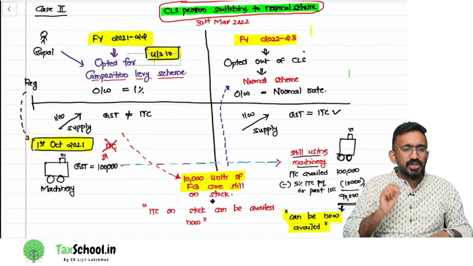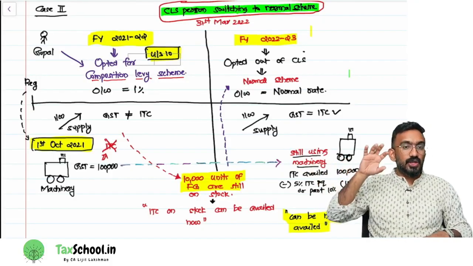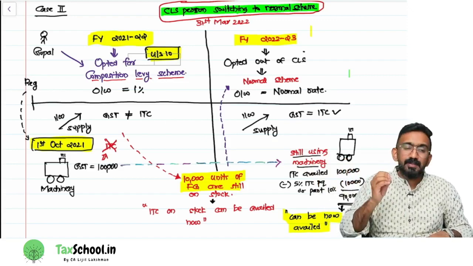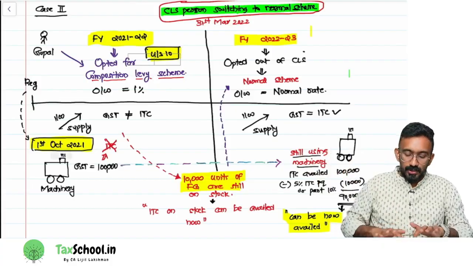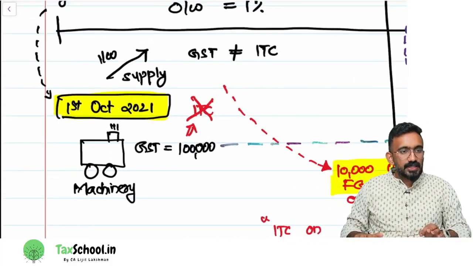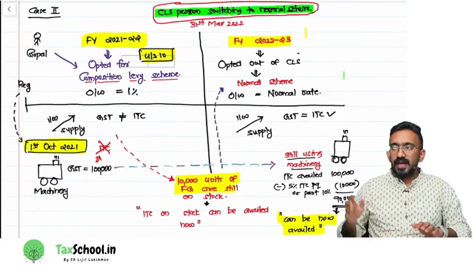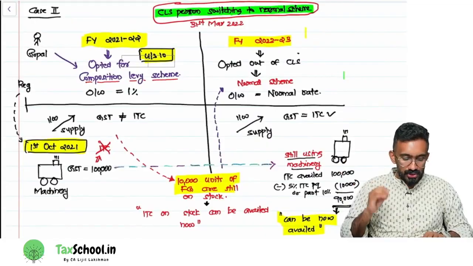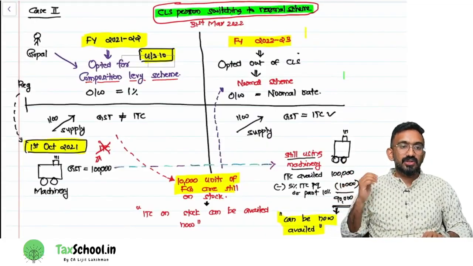Now, the next question I will have here is, say, during the time when he was under the composition levy scheme, he had purchased a capital goods, a machinery. When he purchased on 1st October 2021, he purchased a machinery. While purchasing the machinery, he paid a GST of 1 lakh. At the time of purchasing the machinery, can he take input tax credit? No, he was under the composition levy scheme. Now he is going to be under the normal scheme. Can he take ITC on the machinery?